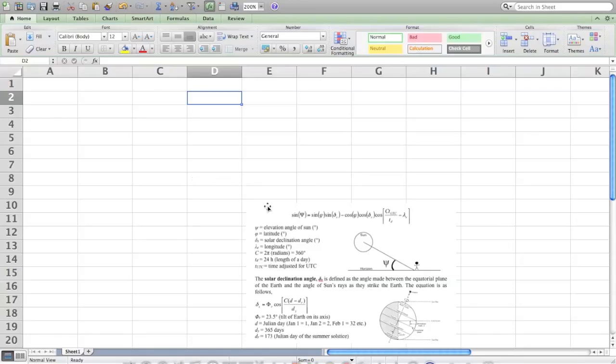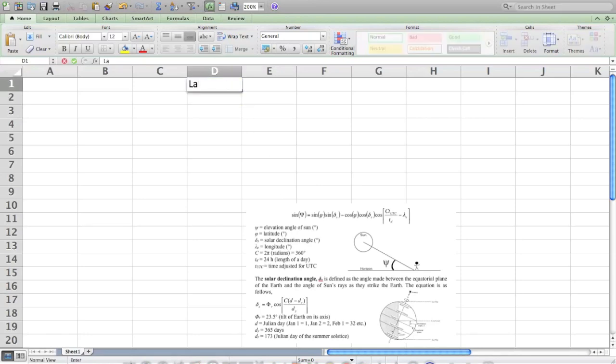In this exercise, we're going to use this equation here to calculate the solar elevation angle for two different dates, January 29th and June 21st, 2012, for a series of latitudes. So in order to do that, we're going to set up an Excel workbook here to do all the calculations for us. So the first thing we want to put in here is the latitude range we're going to use.